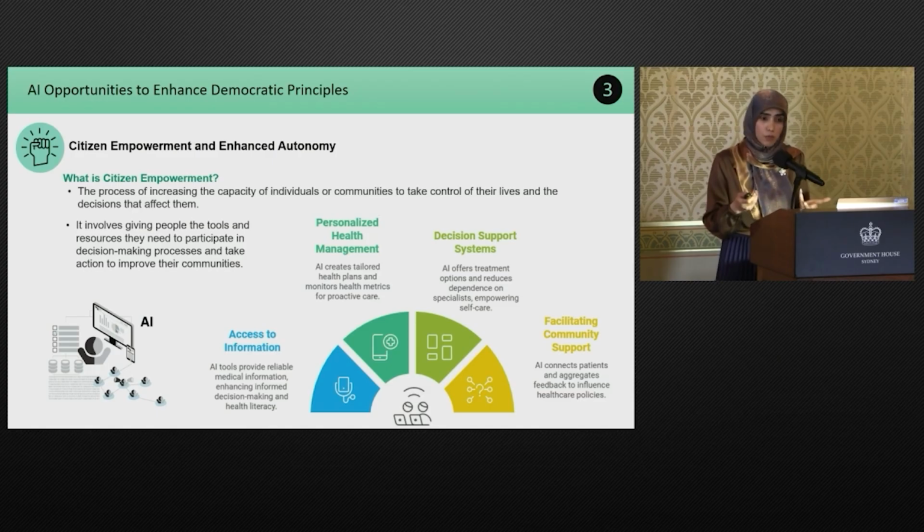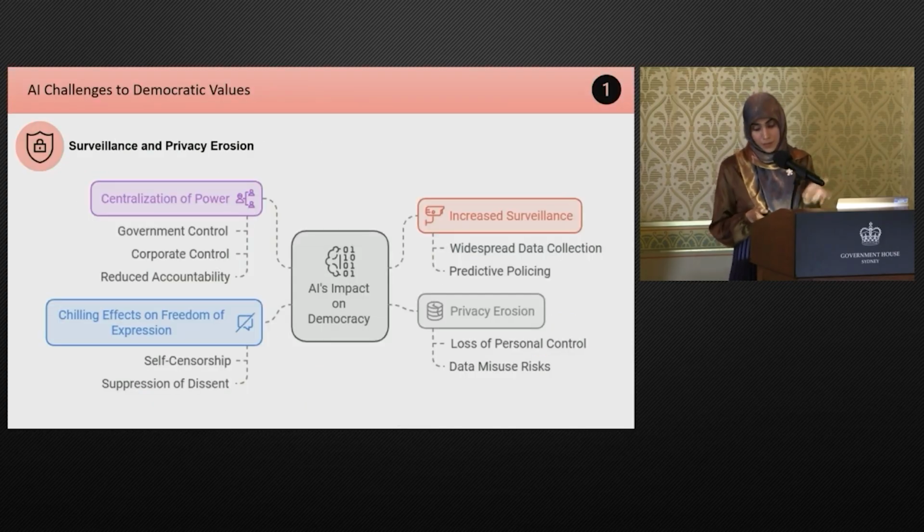So this is very important that we would be able to have self-control and self-care and would be more autonomous in that way. And also it's going to facilitate community support because it enables people to connect to each other and basically aggregate information, and that would be important to reflect to decision makers and policy makers as well. But the flip side of this benefit is surveillance and privacy erosion that has been addressed previously.